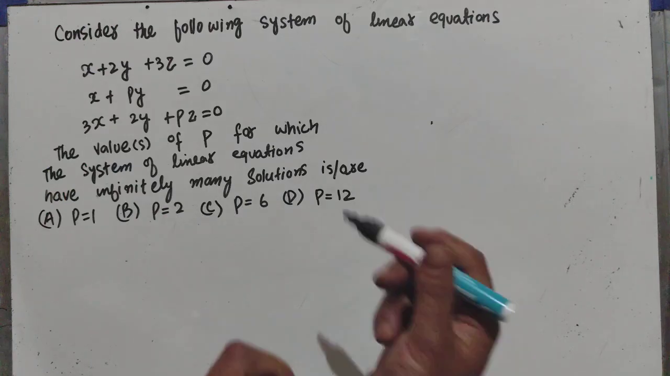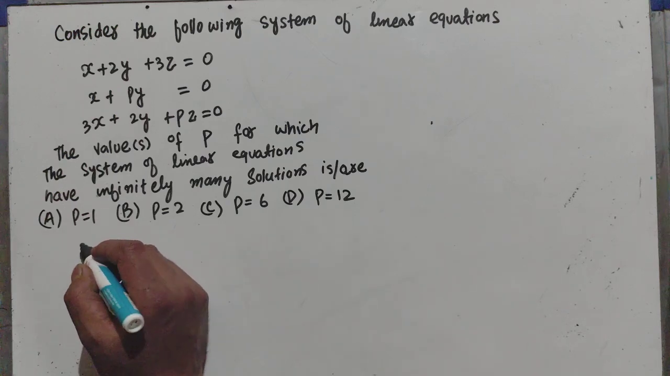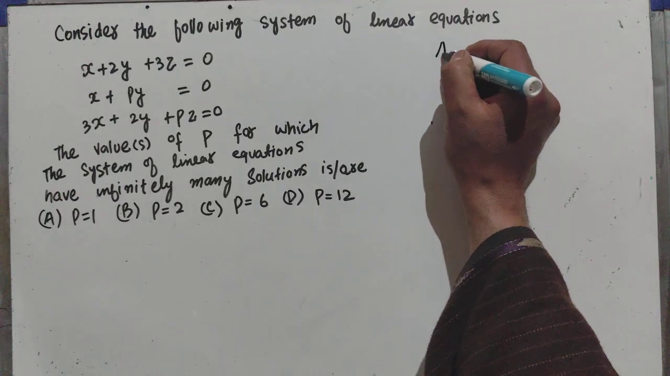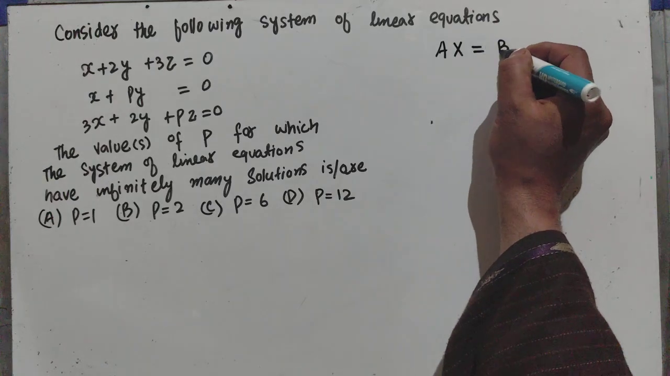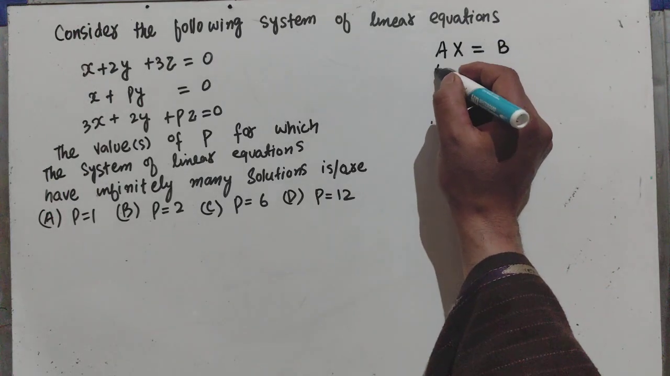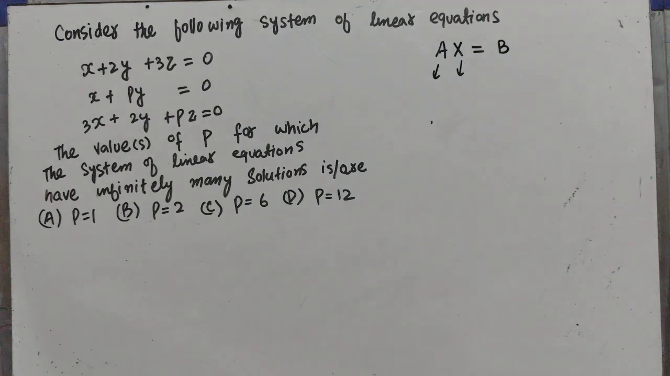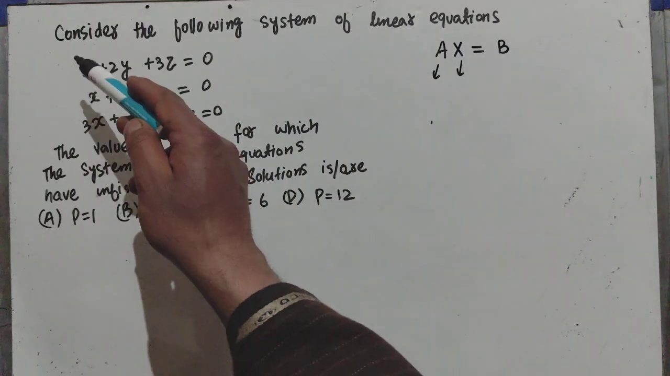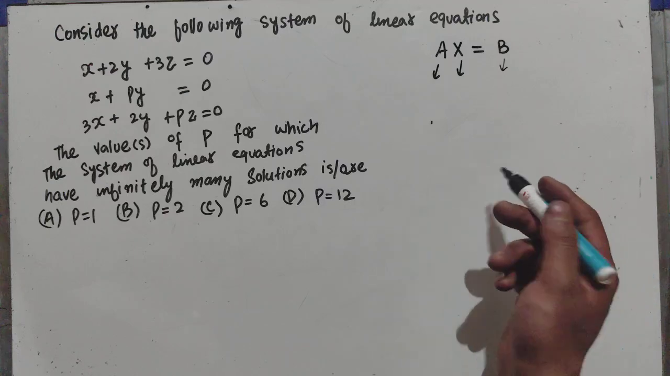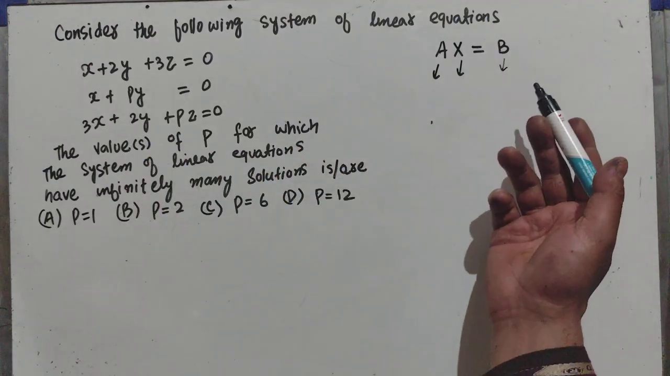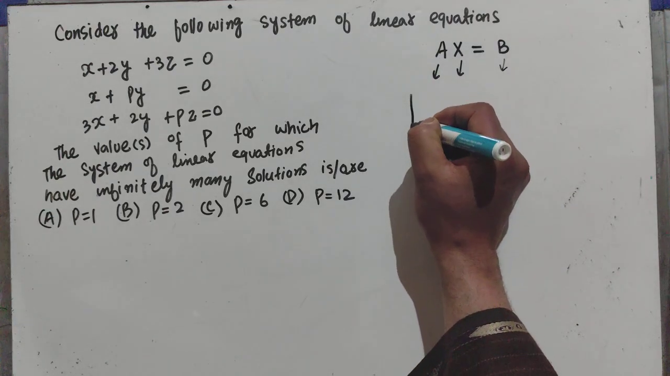Okay, so given the three equations, first we write them in matrix form, that is AX is equal to B, where A is the coefficient matrix, X is the vector of the variables x, y, and z, and B denotes the vector of constant terms. We write the given system of equations in matrix form first.